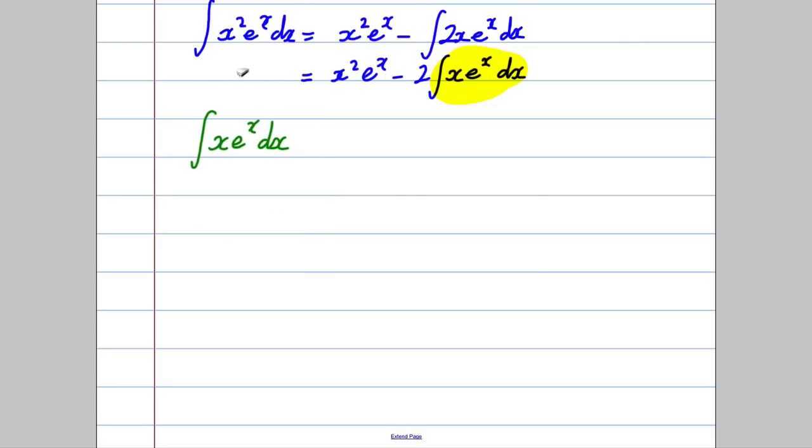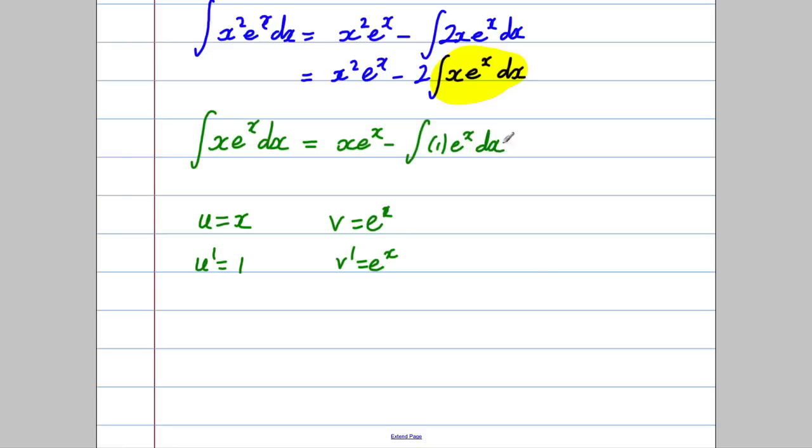And what I'm going to do is start off and set a new u and a new v dash. So my u is going to be x again, so that my u dash is 1, and my v dash is going to be e to the x again, so my v is e to the x. So this thing here would be the integral of uv, which would be x e to the x, subtract the integral of vu dash, which is the integral of 1 multiplied by e to the x dx, which is just e to the x. So this thing here is x e to the x, subtract e to the x plus a constant.